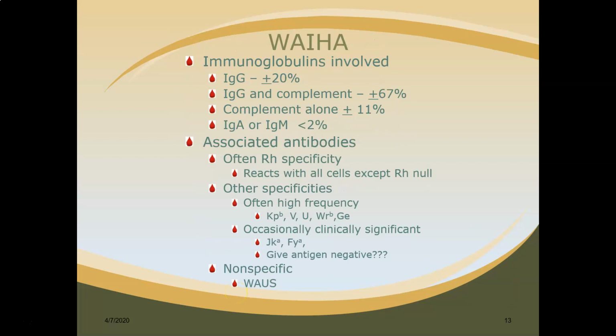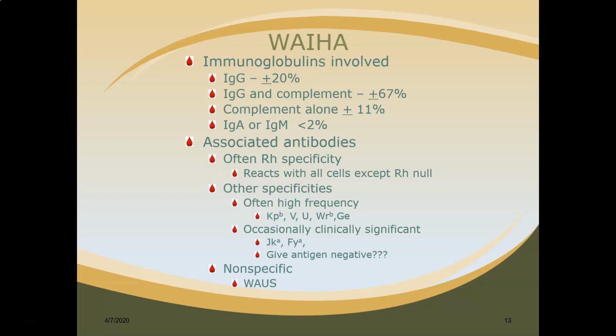The immunoglobulins in warm auto: about 20% of the cases are IgG only. The majority of the cases and the most severe cases tend to be IgG and complement both, and that's about 67% of all cases. You see a small percentage of complement alone, and then you've got the rare warm auto that is mediated by IgA or IgM.